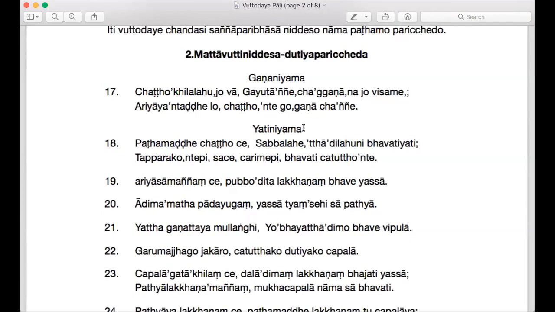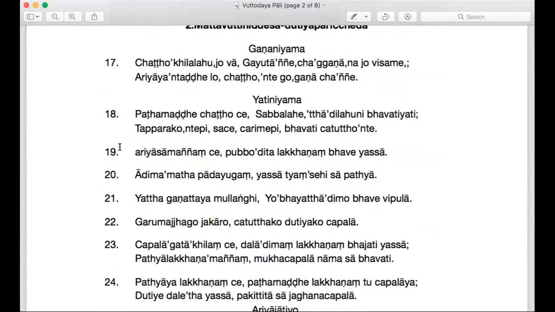You see here, Yati Niyama. Yati Niyama means the rules related to word break. Yati is word break. Niyama, order or rule. So Yati Niyama, rules related to word break. So here there is the Gana Niyama, the rules or order related to groups. Here, order related to word break. So 18th verse is about Yati Niyama. So please go and listen to that part, then it will be very clear for you.